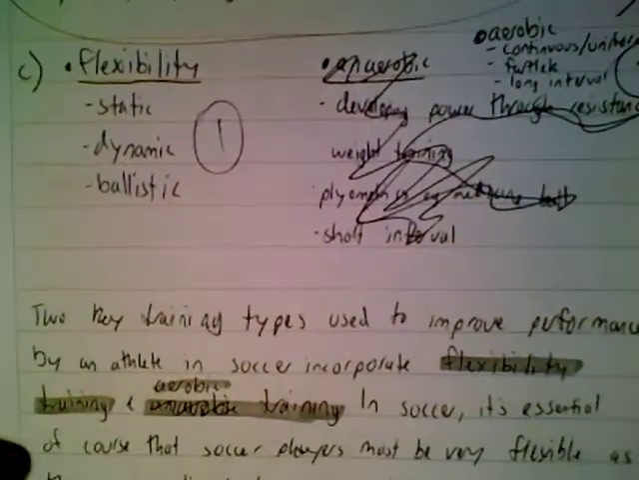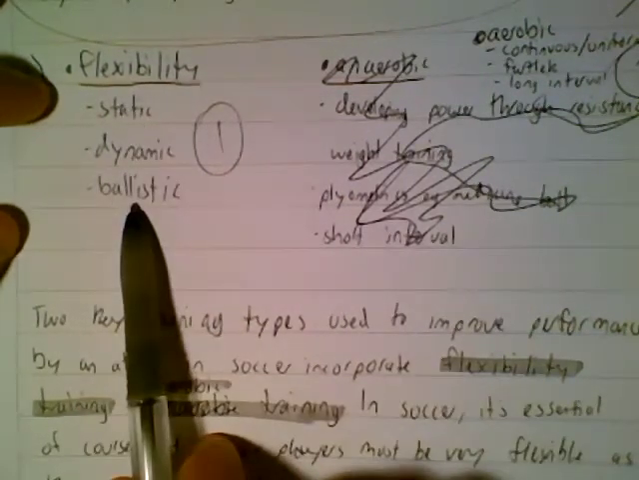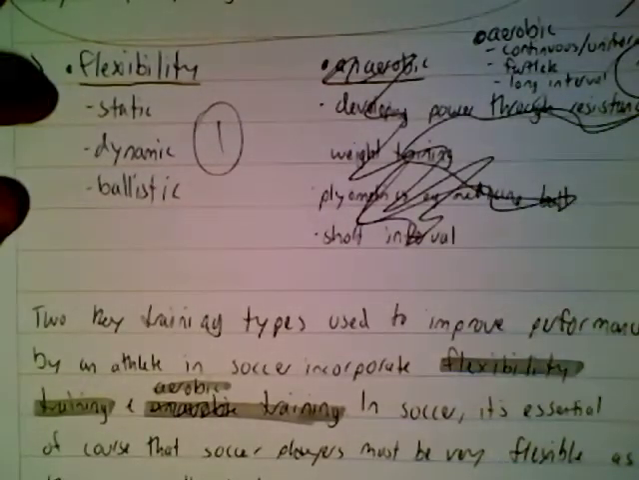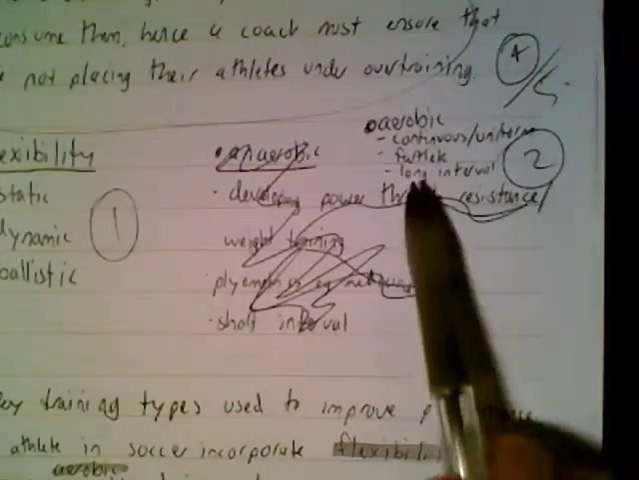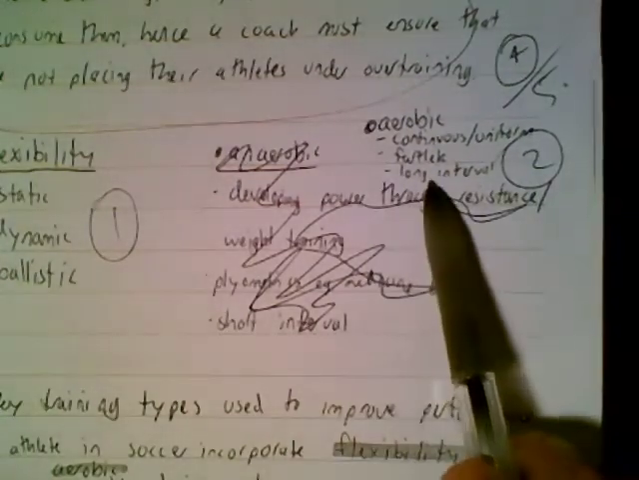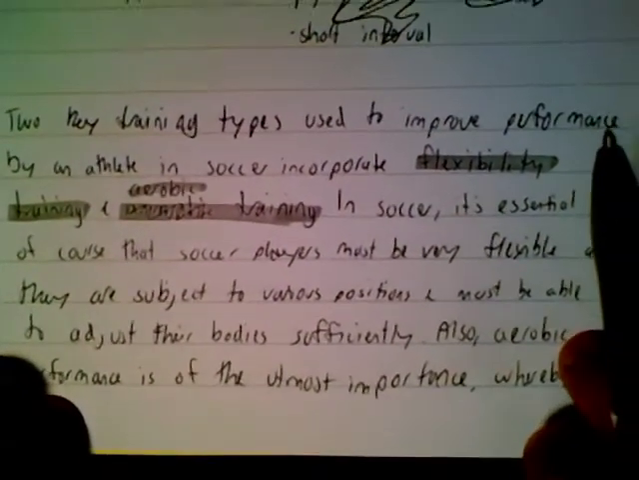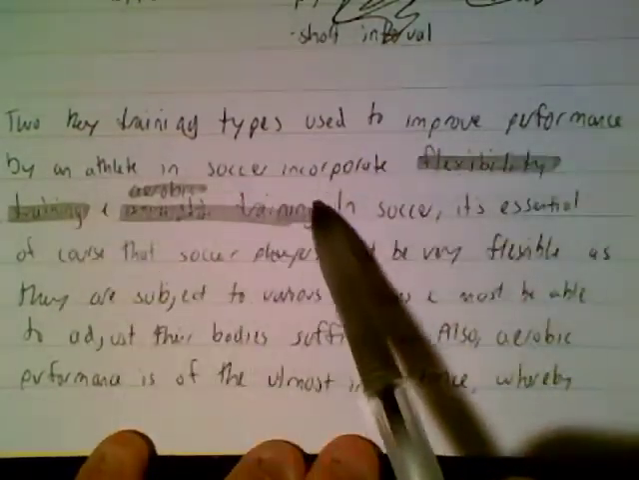So what we need to do here is look at this type of training, so flexibility. How is static, dynamic and ballistic flexibility training going to improve performance? And it needs to be related to a sport. Same with aerobic. We need to look at continuous, uniform, fartlek and long interval training. We need to relate that to a sport to show how it can improve performance. So we go and start and have a look at the answer for this student. 2 key training types used to improve performance by an athlete in soccer.